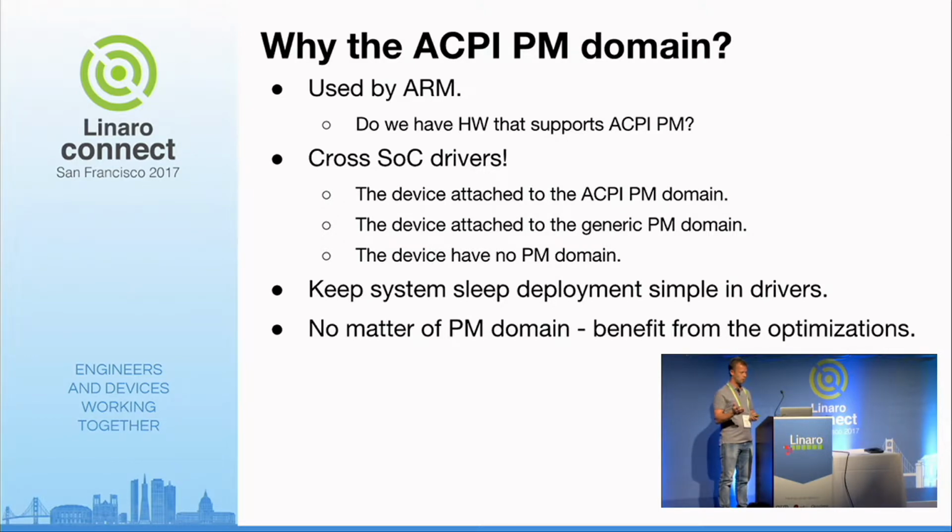I have an example. It's an I2C driver that is being used on x86, and it's being used on ARM. And in some cases, the device that it is managing may have the ACPI PM domain attached. In some cases, it may have the generic PM domain attached. Sometimes it doesn't have any PM domain attached. Instead of trying to keep the driver aware of all this kind of trickiness, you may think that there's nothing that you need to take care of in the driver, but actually there is.